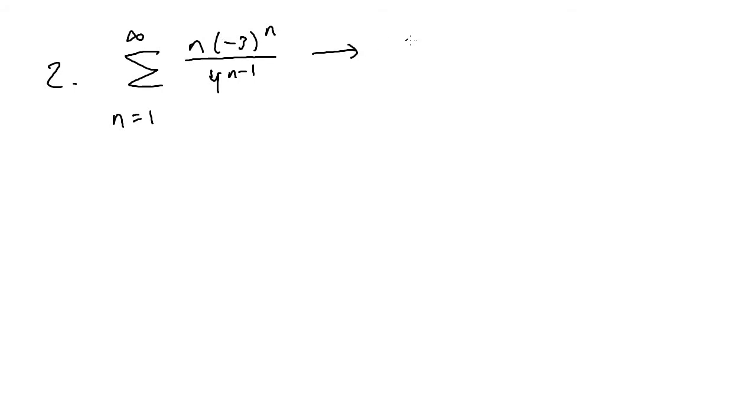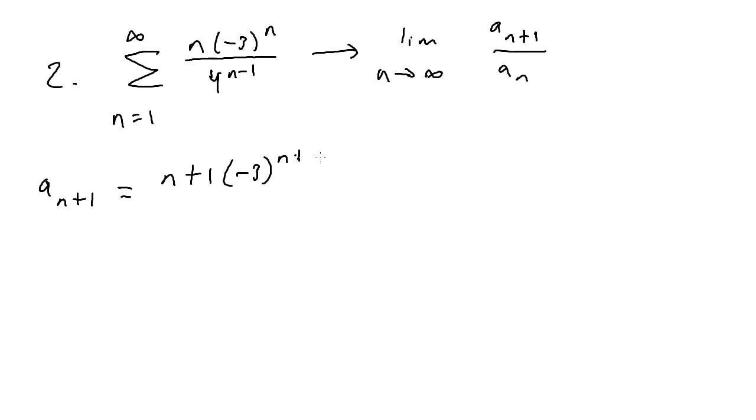Now once again, in the ratio test, we're going to take the limit as n approaches infinity of a sub n plus 1 over a sub n. So once again, for a sub n plus 1, we take every single variable, that's n, and we replace it with n plus 1. So that is going to be equal to n plus 1 times negative 3 to the n plus 1 over 4 to the n plus 1 minus 1. Now obviously the plus 1 and minus 1 cancel, so we can simplify this to n plus 1 times negative 3 to the n plus 1 over 4 to the n power.